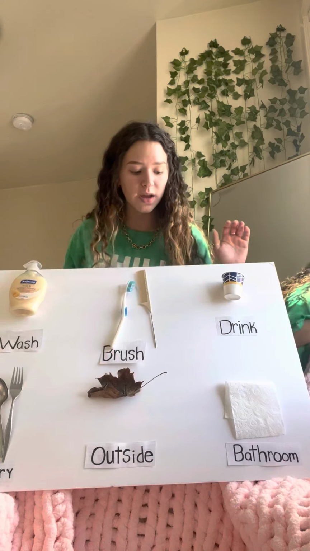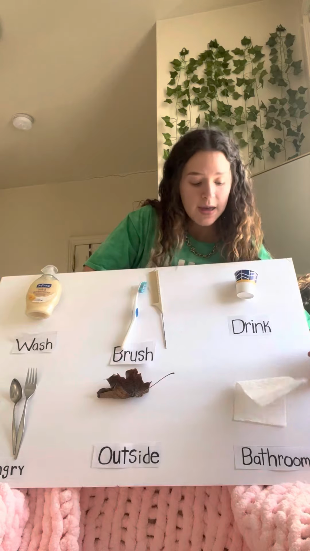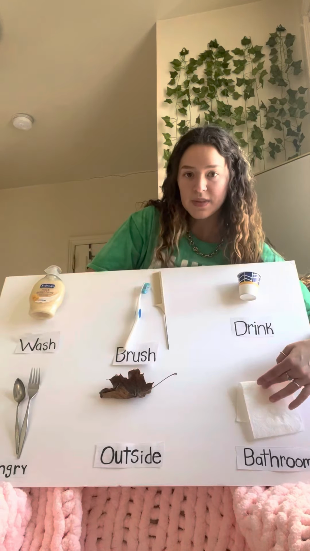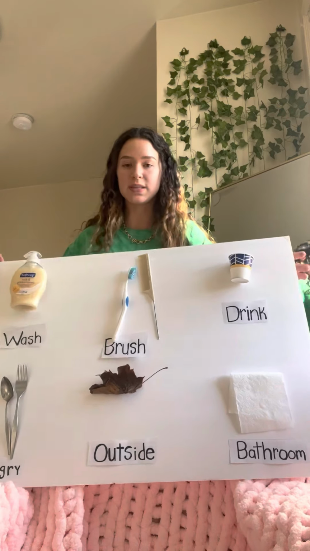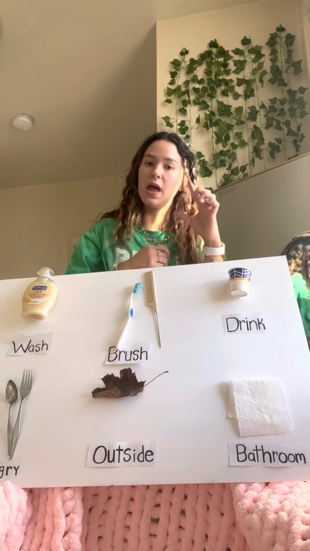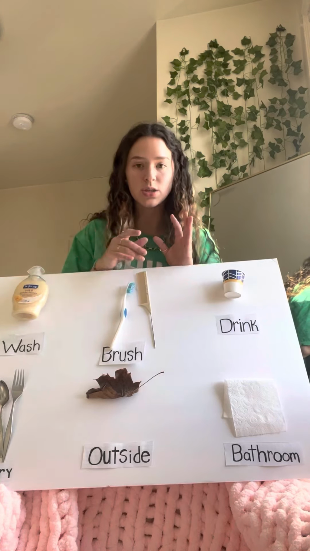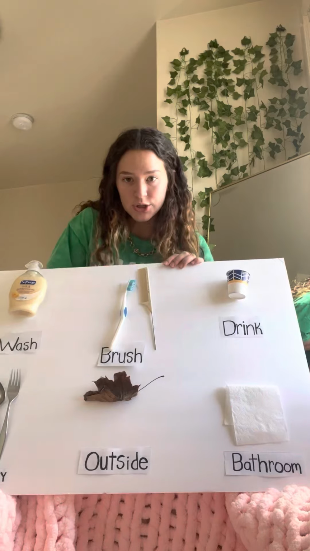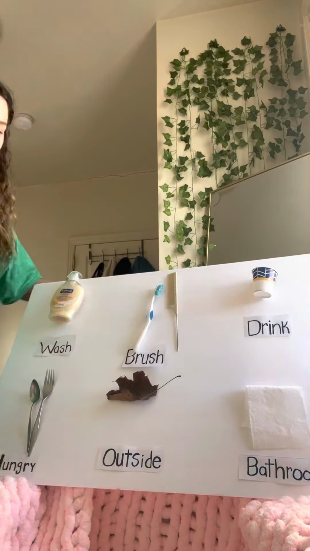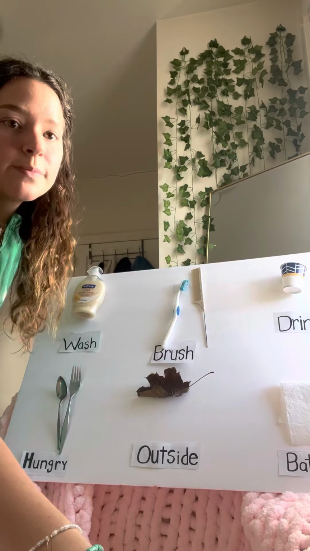And then for the last one, I chose toilet paper because the bathroom, that's really the only thing else I could think of besides like a small play toilet, but I did want to make it bigger for him to be able to see. So the toilet paper could signify using the restroom. And those are all of the things that I included on my board.